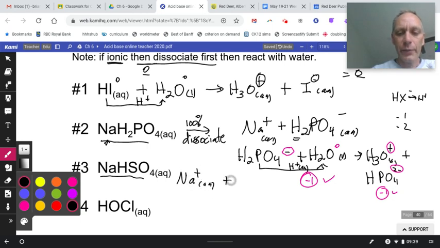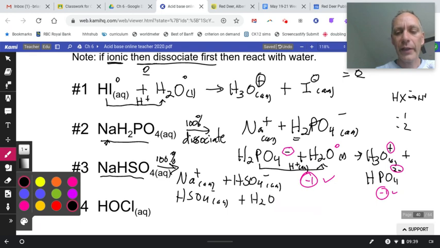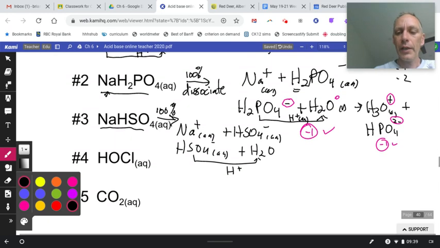Okay, Na plus aqueous, HSO4 minus aqueous. There's our two ions. Put a little arrow in there, 100%. Now we want to take the HSO4 minus, which has that proton that it can react or give to water. And we get our hydronium.